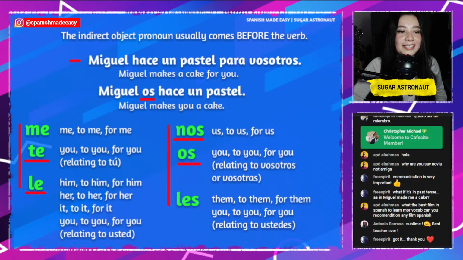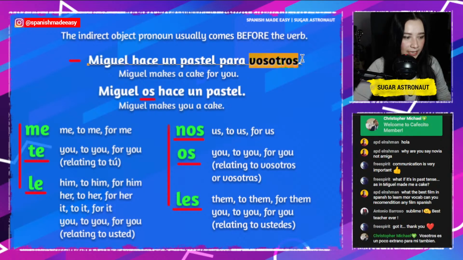Sorry about that. So essentially we replace vosotros, which is the indirect object in the sentence, with the indirect object pronoun os. Miguel os hace un pastel. So far, so good. Okay, the last one, guys. Les means them, to them, for them, you, plural you, to you, for you, relating to ustedes, and it's only used in Latin America. Okay, so Miguel hace un pastel para ustedes.